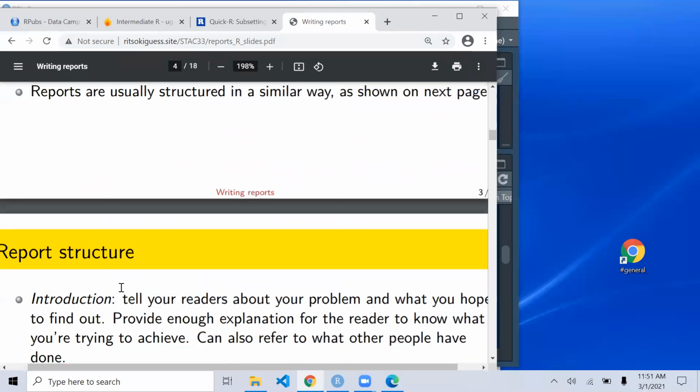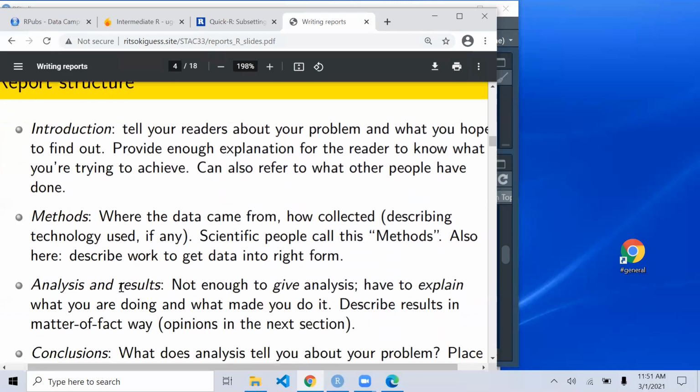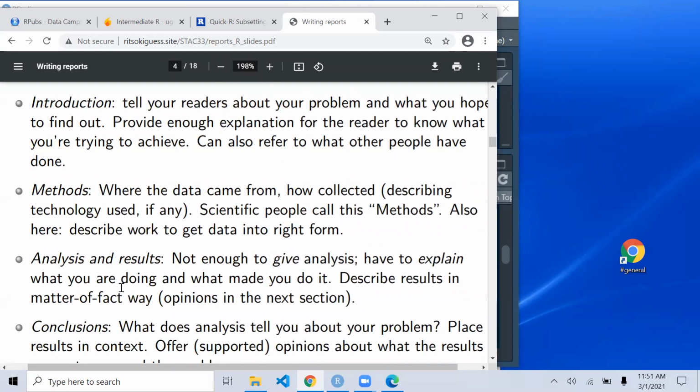Now, here is the actual structure. You may or may not have seen this before. You have four components: the introduction, the methods, analysis, and resulting conclusions, right? Now, the introduction is you telling the reader your problem, right?